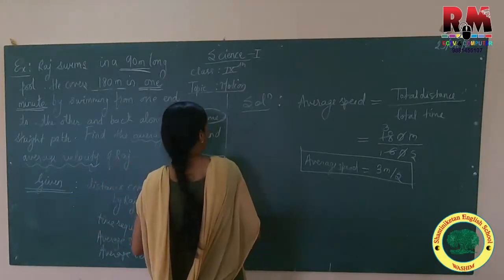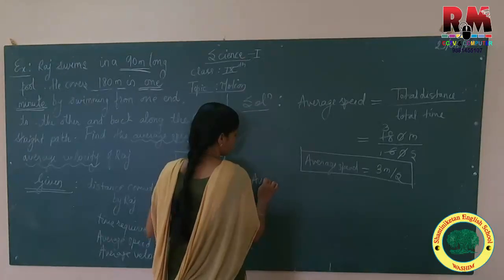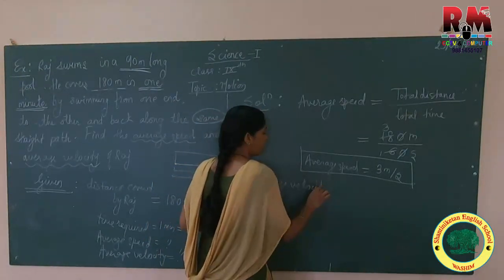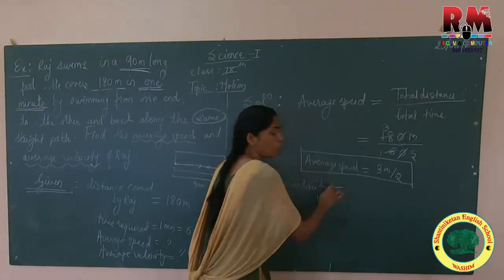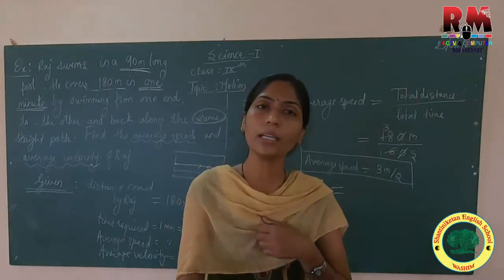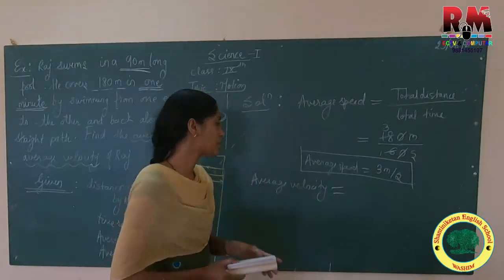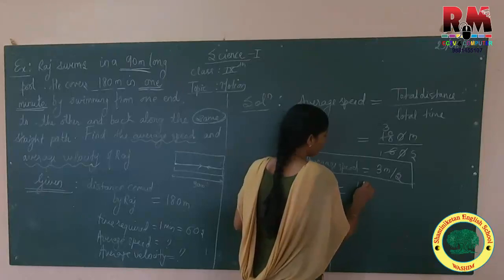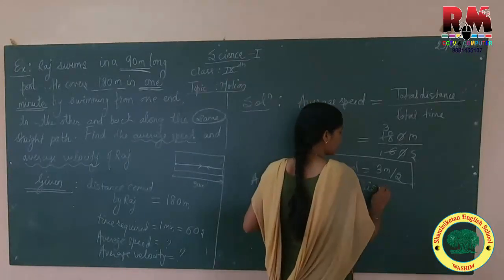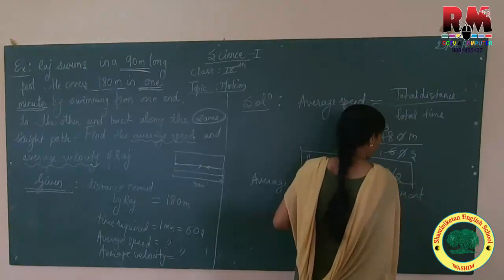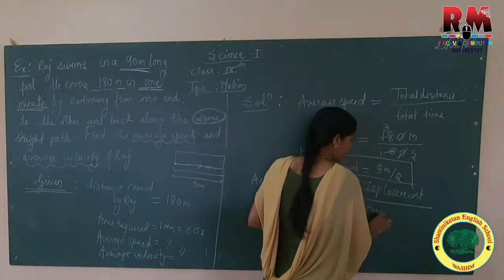Average velocity of Raj. Okay. Now here again average velocity value is not given directly. And you know what the formula for average velocity is? The same thing. Displacement upon time. Total displacement upon total time taken is called average velocity.